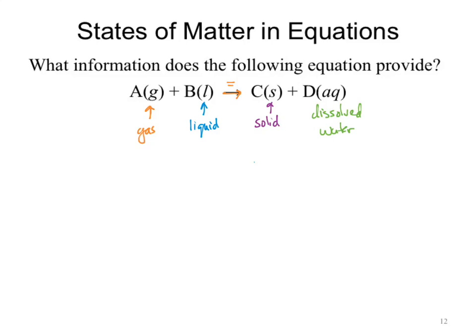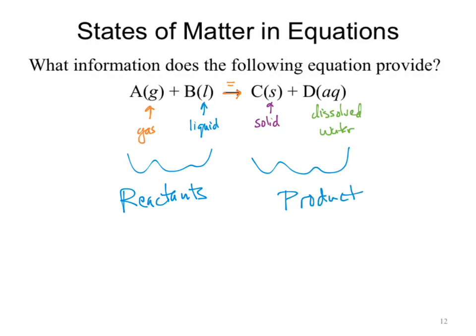Okay? If we mix A and B, what happens? We get C and D. What does that mean? The left side of our equation are reactants. It's effectively what we are mixing. What is the right side of the equation? Our products. It's the result of that mixing.